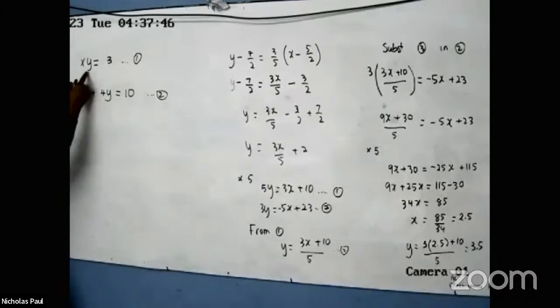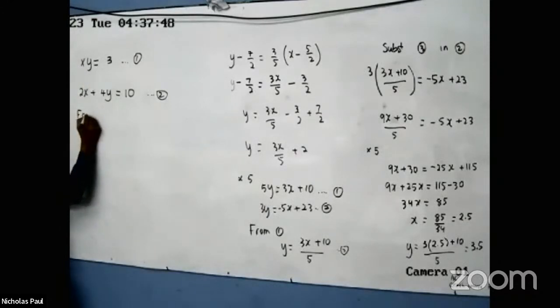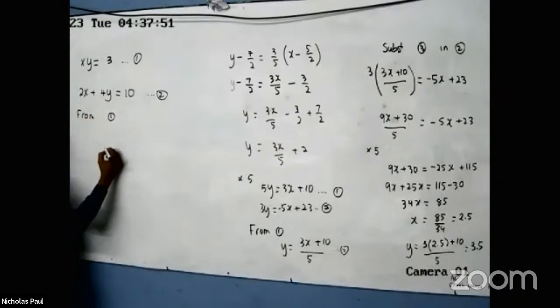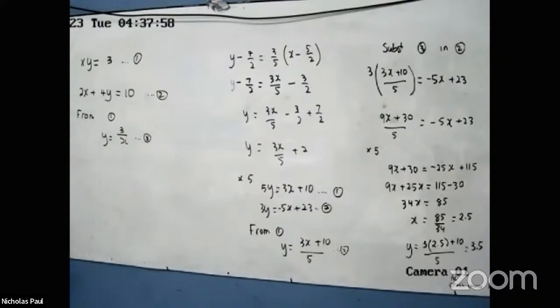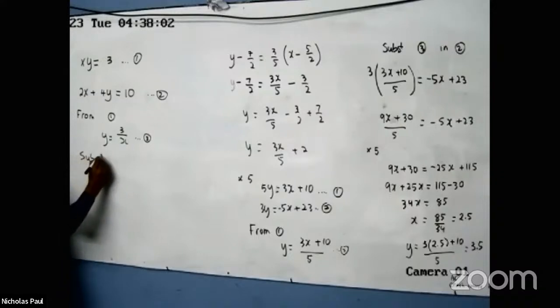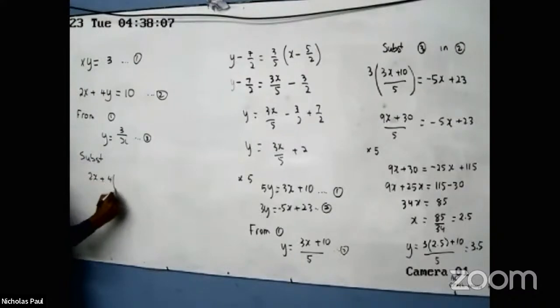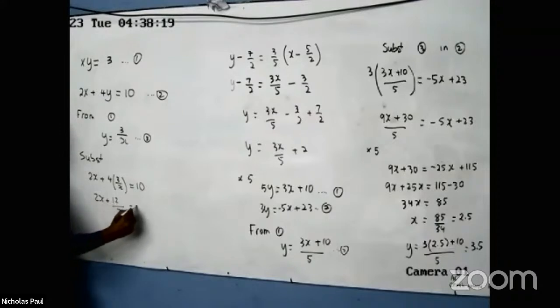Right? So from equation one, you can make y the subject, right? Y is equal to 3 over x. Are you okay with that? For that part, but watch this here. When you substitute, you'll get 2x plus 4 times 3 over x is equal to 10. Okay, so when you multiply this out, you'll end up with 2x plus 12 over x is equal to 10.